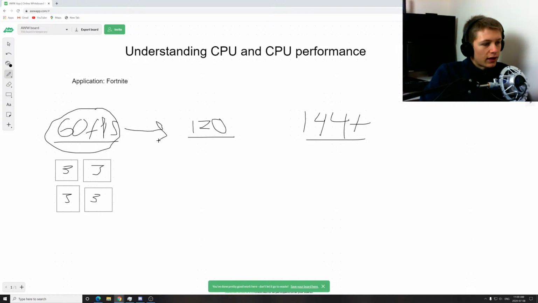Then in order to get a higher frame rate, maybe we need to boost our clock speed. I know I am an artist, but clock speed plays a huge role in performance.